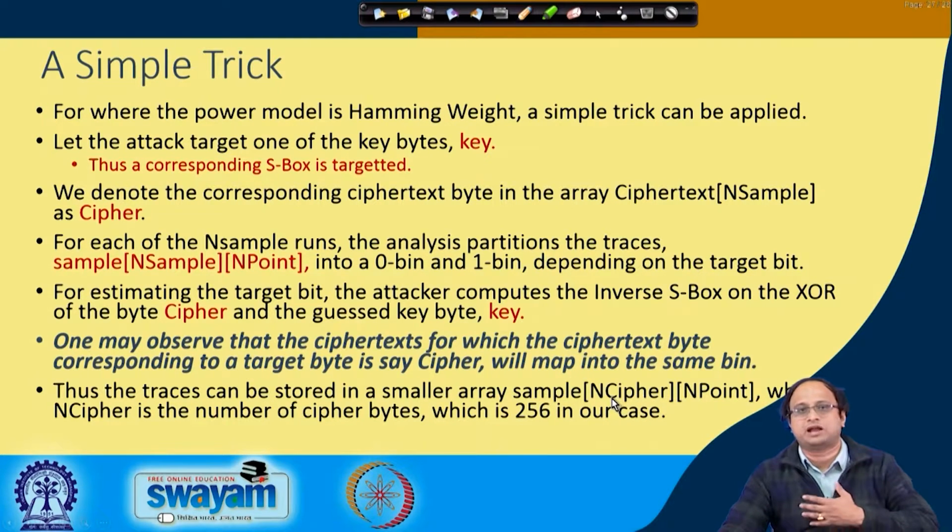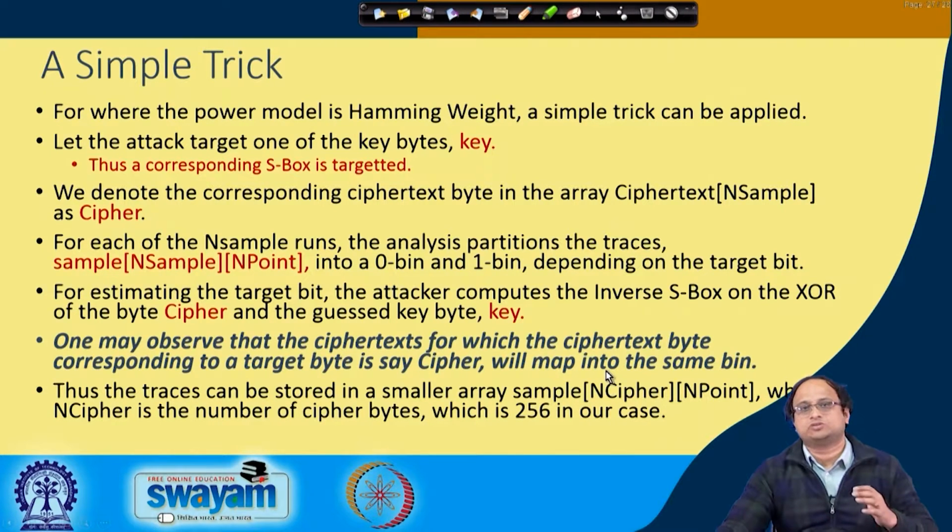Sometimes when you are attacking countermeasures, as we will see, you may need millions of traces, millions of encryptions. So you need not have such a big array, but you can store that in a much smaller array depending upon the size of your word. For example, sample 256 endpoint.